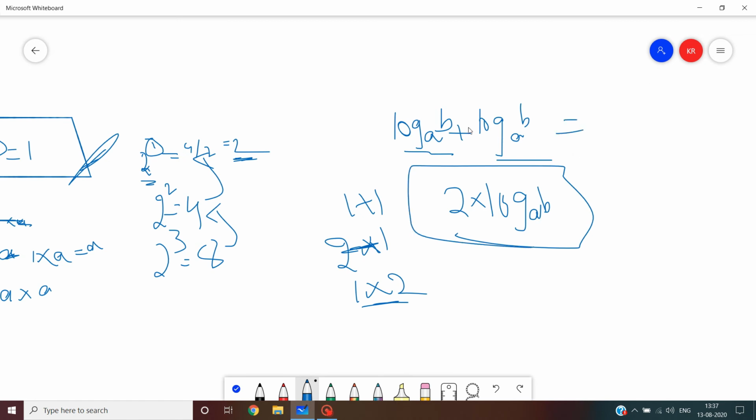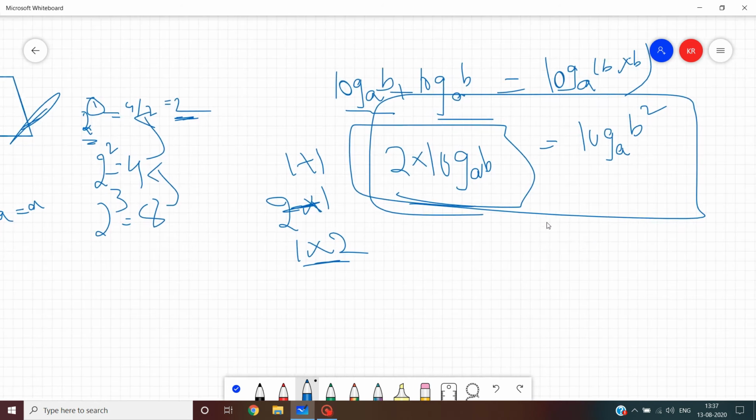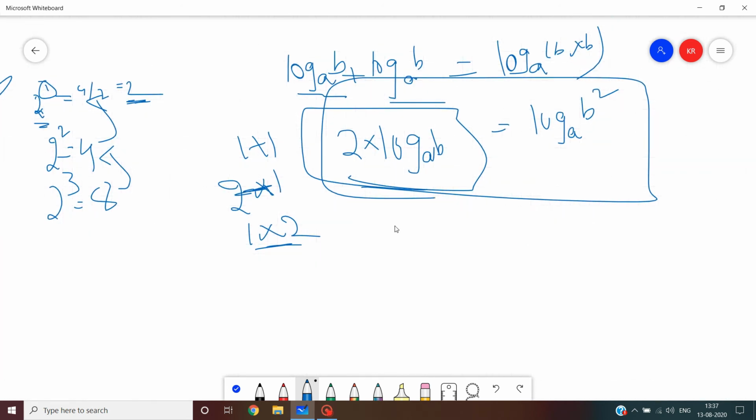And I have another concept: adding 2 log functions will result in the product of their functions. So it will be b into b. So what is b into b? b square. Log base a of b square. I think you have got some vision here. I'm adding the same log function n times. So what will be my repeated addition of the same number? Multiplication, right? So that will be n times log base a of b.